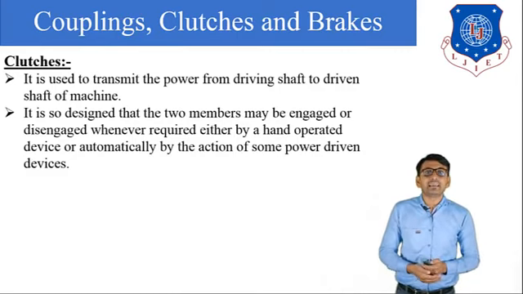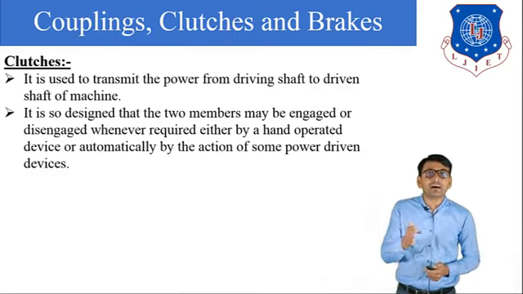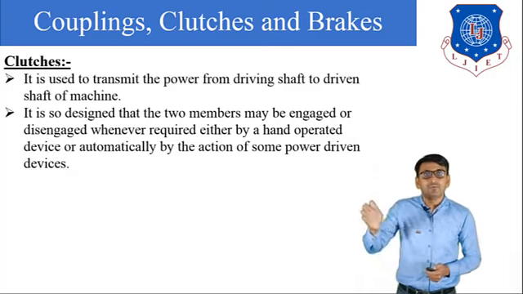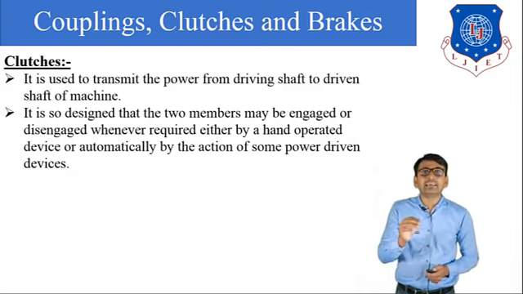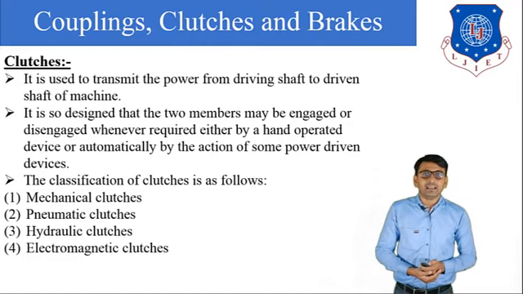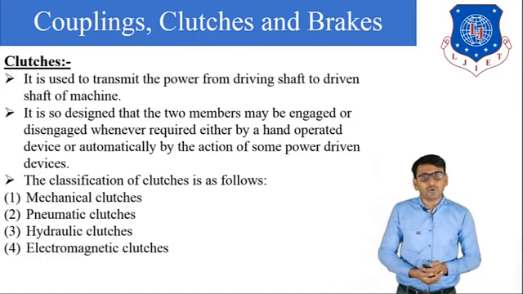So when there is an engagement between two shafts, driving shaft and driven shaft, motion and power are transmitted from one shaft to another shaft, and when there is a disengagement between two shafts, then motion and power do not transfer. Then the classification of clutch is as follows.